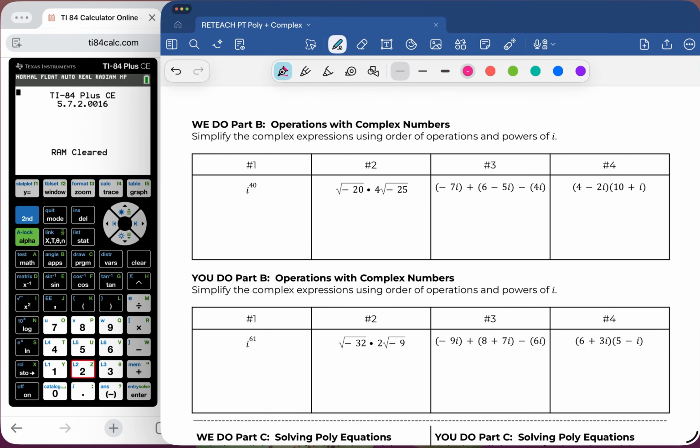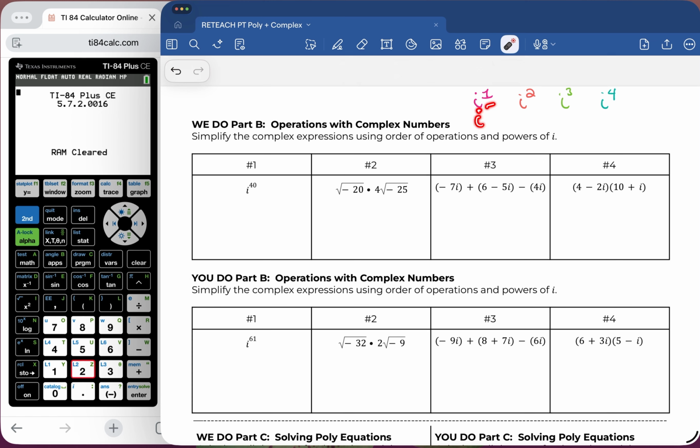We do Part B, operations with complex numbers. Simplify the complex expressions using order of operation and powers of i. So as a reminder, for powers of i, it is based on a loop of 4. That is i to the power of 1, i to the power of 2, i to the power of 3, and then i to the power of 4. After that, everything is going to repeat based upon that cycle of 4.